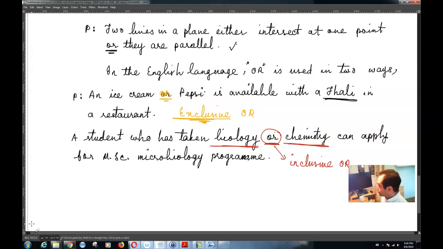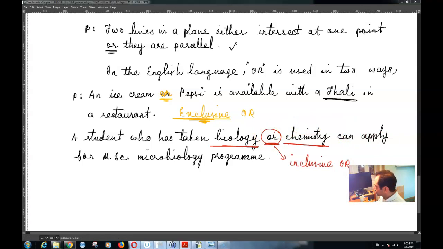Okay, so here we mean that the students who have taken both biology and chemistry can apply for the microbiology program, as well as the students who have taken only one of these subjects, right? So in this case, we are using inclusive OR, which is what we have written over here. It's important to note the difference between these 2 ways, because we require this when we check whether the statement is true or not. We will see how that works, of course.